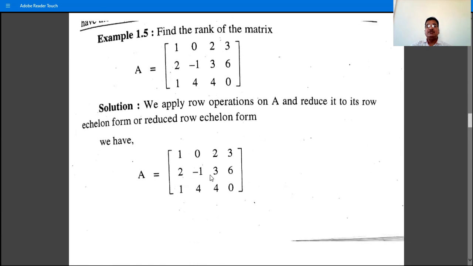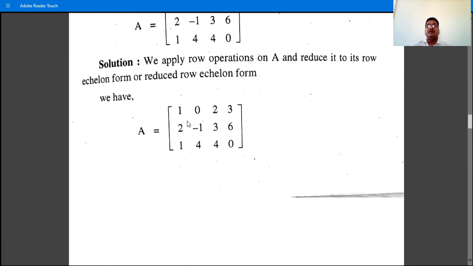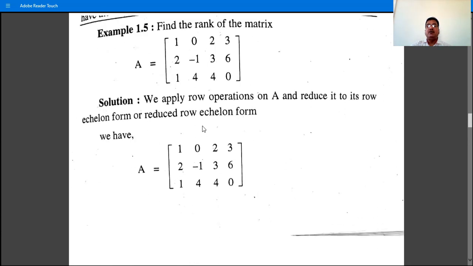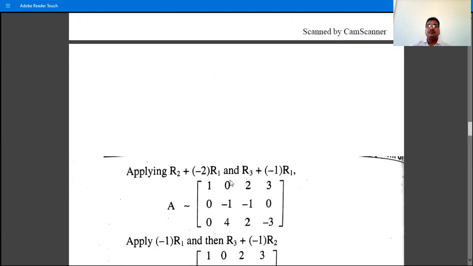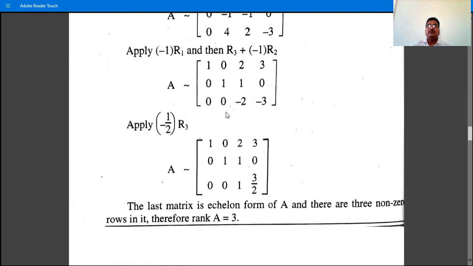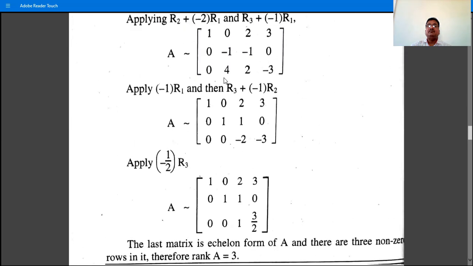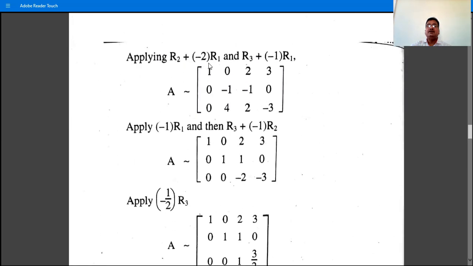That is, reduce this matrix to either its reduced row echelon form or row echelon form. So make this element 1, then reduce the element below it to 0, then make this element 1. So this is the procedure. Apply the procedure. These are the operations. That is, reduce this element to 1, then below it make the elements 0, then make this element 1.